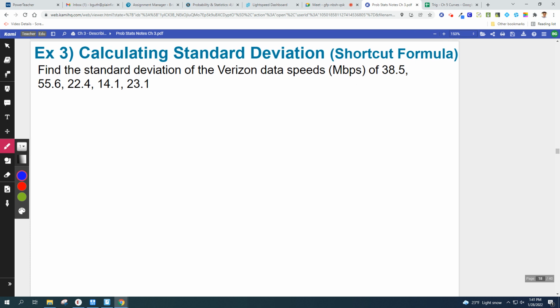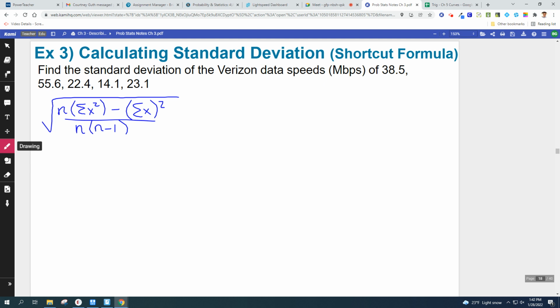Example 3 is really the same thing. It just says we're going to use the shortcut formula. All right. So the shortcut formula, let's write that down real quick. The square root of n times sigma x squared minus sigma x, squared. Notice that's different. Over n times n minus 1. So I know this one looks more complicated, but it's actually a little bit quicker.